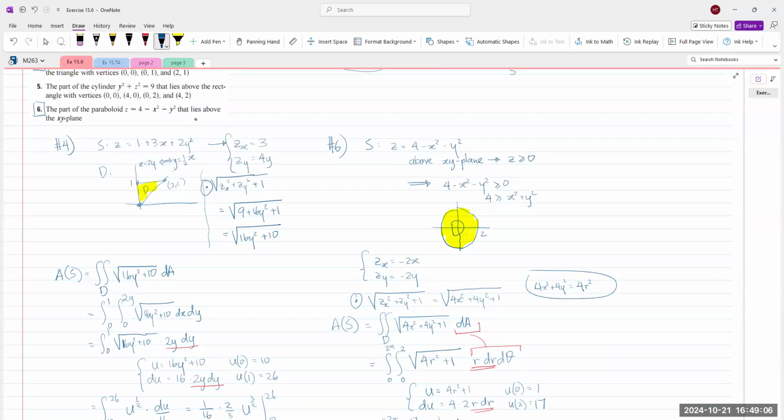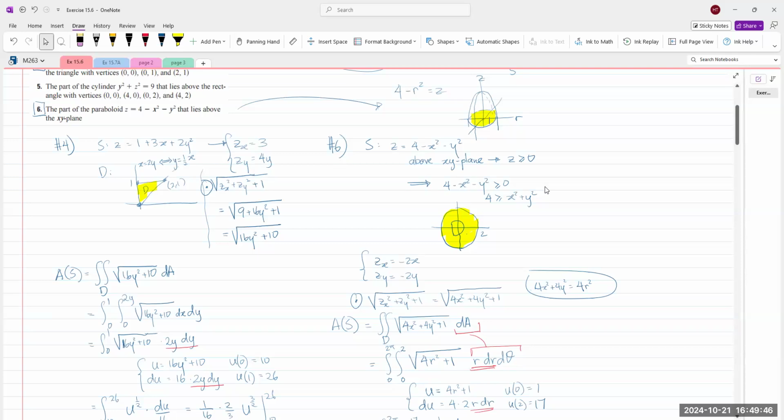If you try to sketch this paraboloid, that's 4 minus r squared, right? So it looks like this, where this is the r, this is the z, and then you revolve that around the z-axis. So the D is actually this here. That's the D. Okay, that's for number 6.